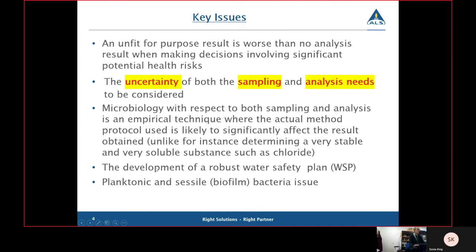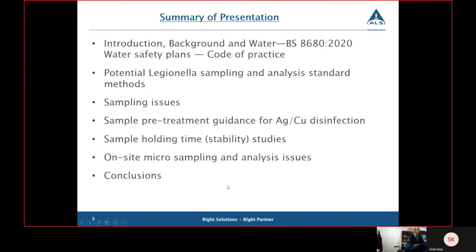So the development of water safety plan, WSP, is also very important. I'll be talking about that in the new British Standard, and also briefly mentioning the issues of planktonic and sessile, that's biofilm bacteria issues.